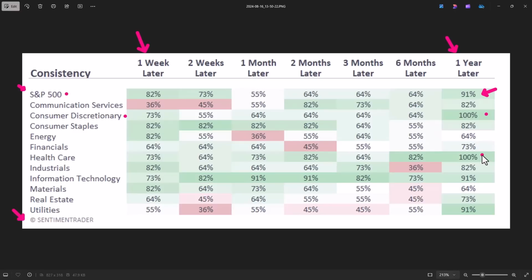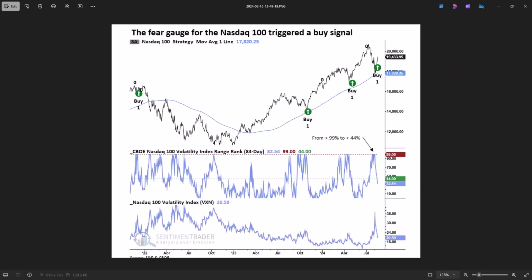Also, healthcare is up 100% of the time that this trigger happens. Just odd. 17 data points, I think it's worth noting. And the research piece highlighted this, and I like how they did it, so I figured I'd share it. They take the VXN, which is obviously the NASDAQ 100 volatility index. Once they take that, it triggered a buy signal. So you have buy, buy, buy, and we can see those signals right here.